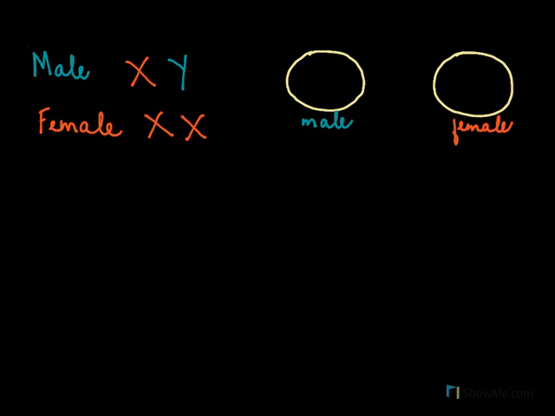Now a male cell will have one X and one Y, while we saw the female has both X chromosomes. So this is a diploid cell. Now this cell, to form gametes, will break up into two.